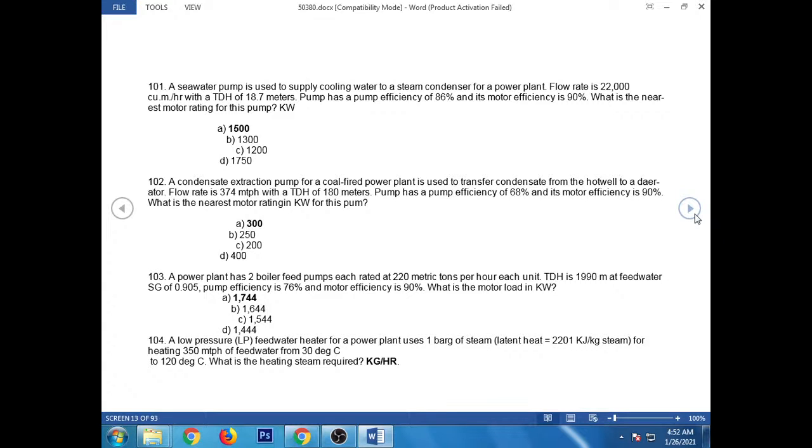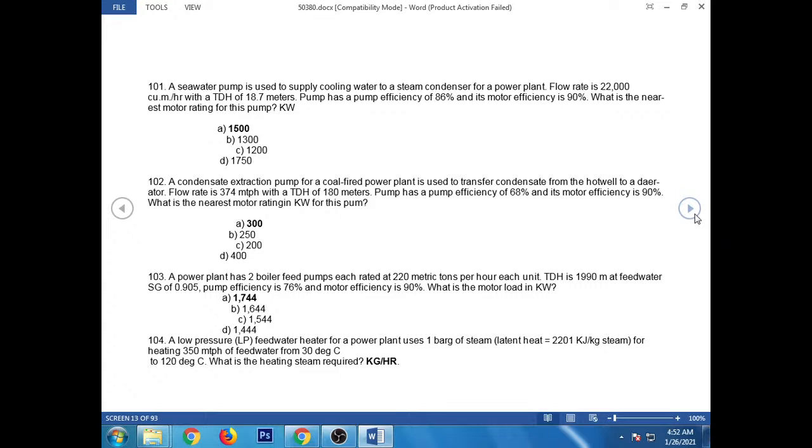Answer: 300. A power plant has two boiler feed pumps, each rated at 220 metric tons per hour each. TDH is 1,990 meter at feed water SG of 0.905. Pump efficiency is 76% and motor efficiency is 90%.